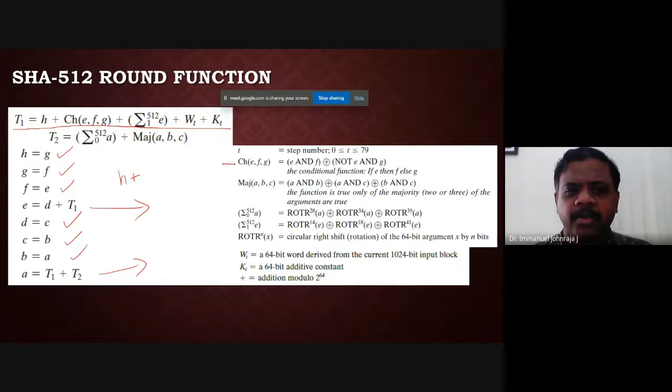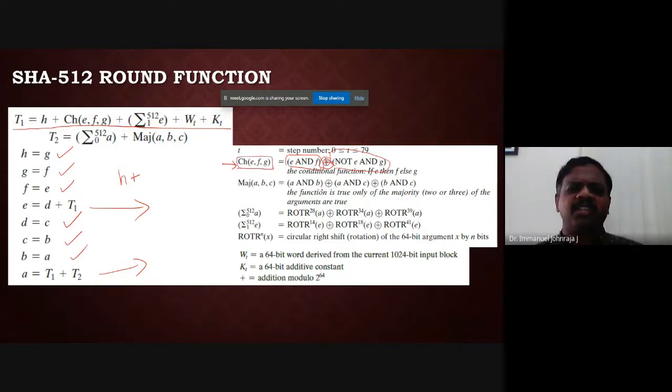On the right-hand side it's given. CH of EFG is the conditional function: if E, then F, else G. It takes the bitwise value at E and F, an AND operation, and then NOT of E and G is calculated. They are then combined with an XOR to get the CH of EFG.